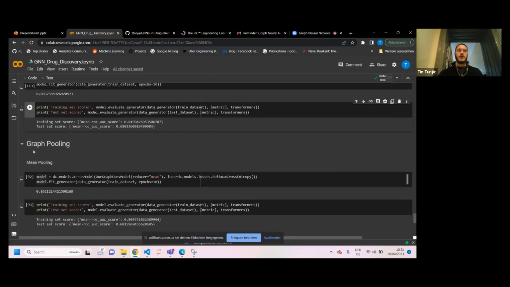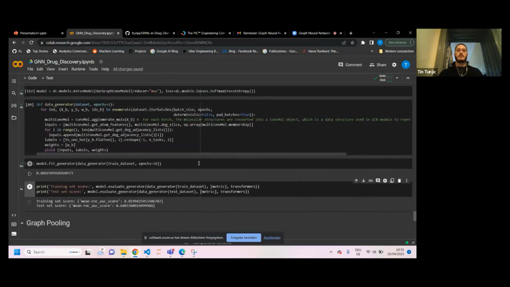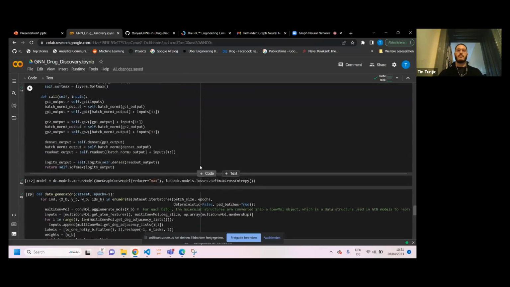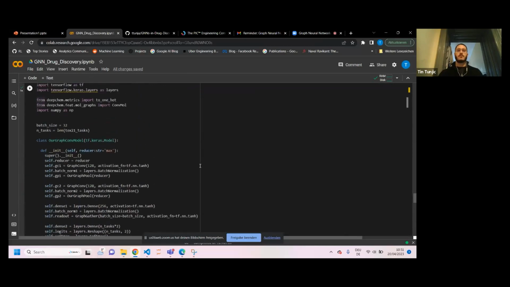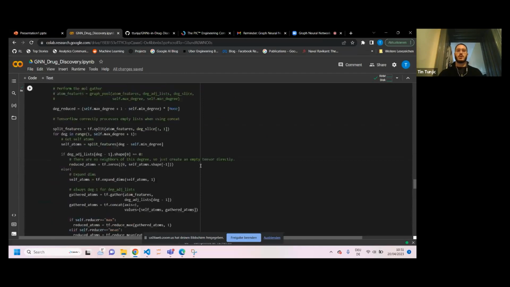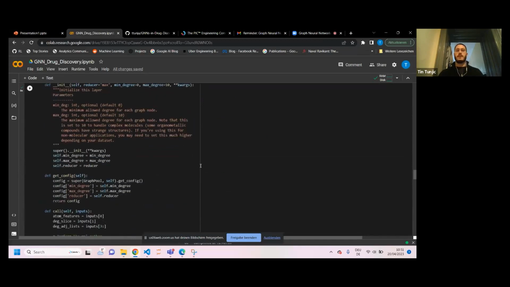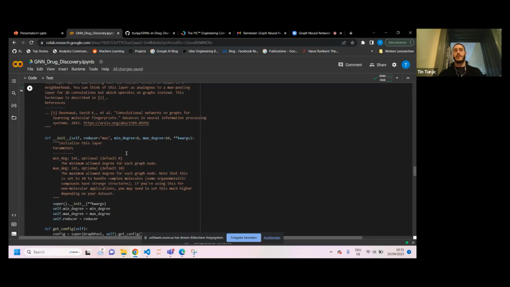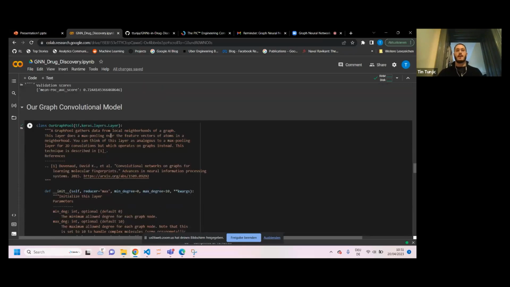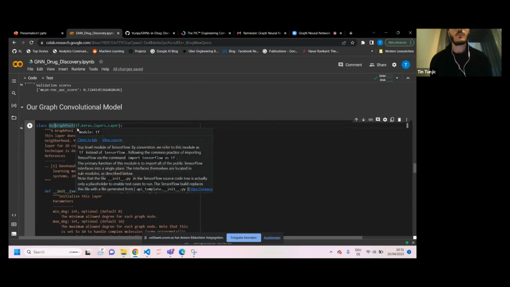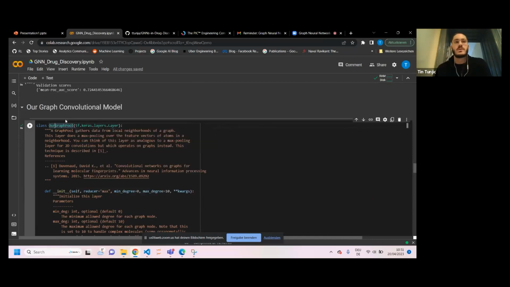Graph pooling, now we can go into that, is, as I said, when we propagate the information, we would like to have some permutation invariant function, which could then lead us into mean. In this case, what I implemented is mean, max, and sum. So what I did is I took a graph pool class from the DeepChem library. It's also, as you can see, backed by TensorFlow Keras.